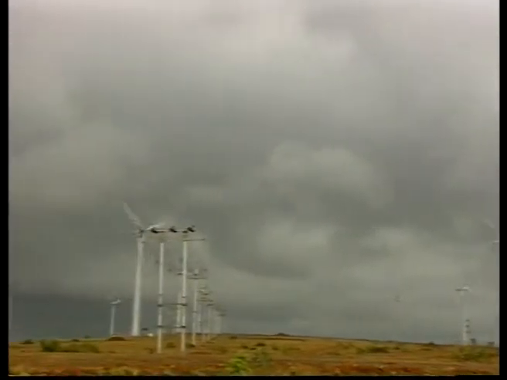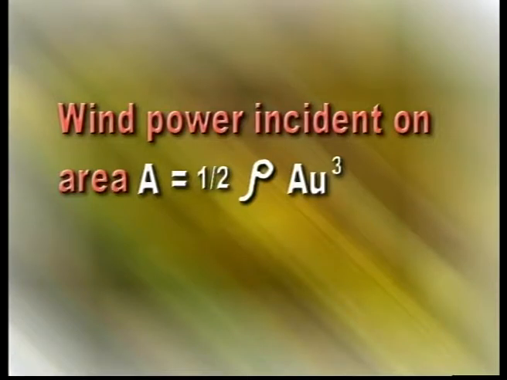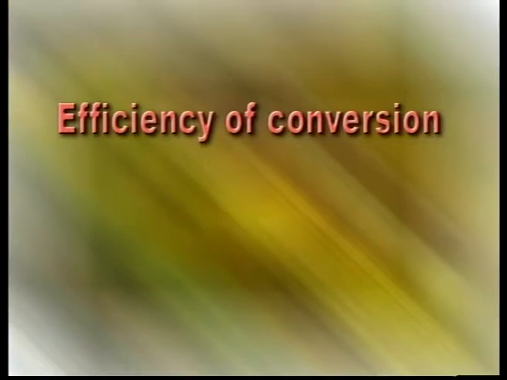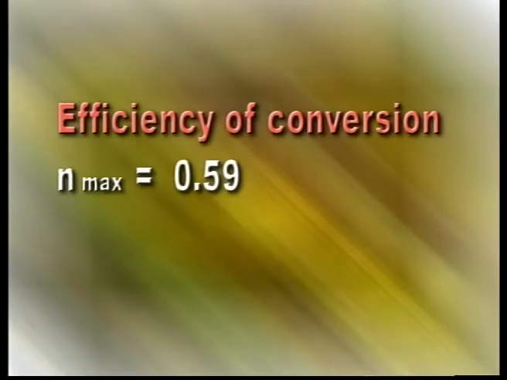In the next visual, we find that the wind power which is available by incidence on an area A of a given machine is given by half rho A u cube, where rho is the air density, A is the area of the device, and u is the wind velocity. The efficiency of conversion, which means how much fraction of this energy gets converted into electricity, is 0.59, and that is the maximum value which can occur. We cannot design a wind machine with a higher capacity.